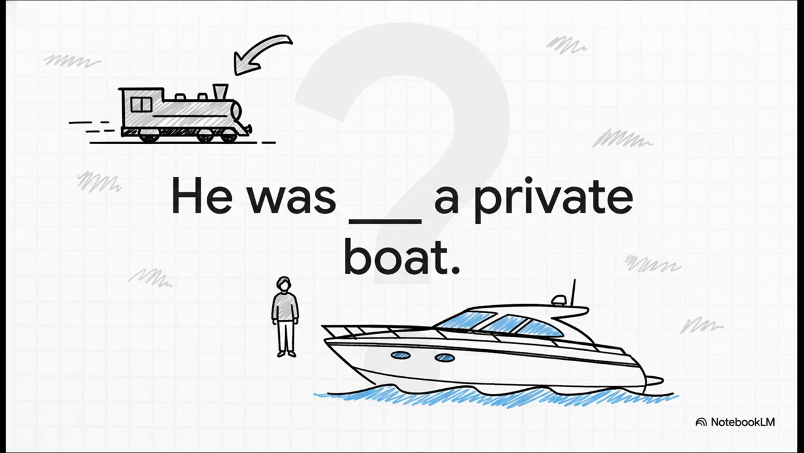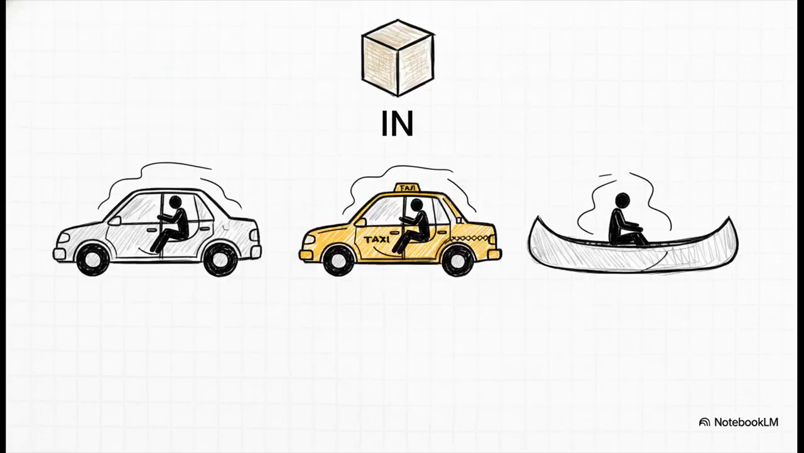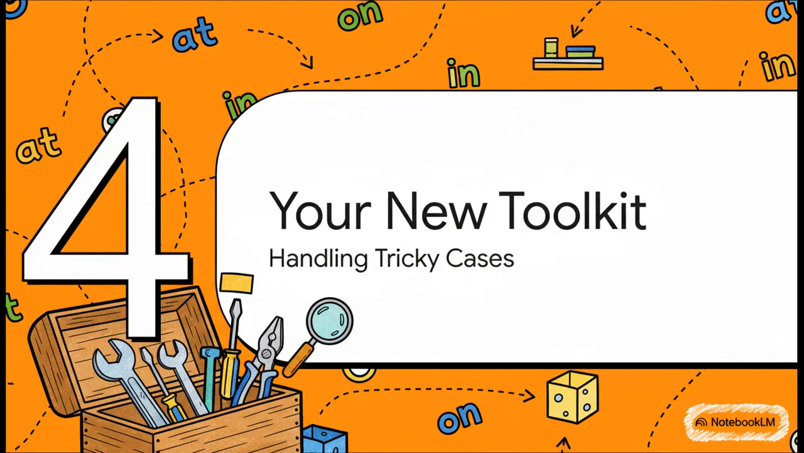Last one for the quiz, and this one has a little twist. He was blank a private boat. Now, how does this compare to being on a train? It's in. And here's the key distinction. While we are on public transport, we are generally in smaller, private vehicles like cars, taxis, or canoes. It's because we're in a much more enclosed space. Great job on that quiz.